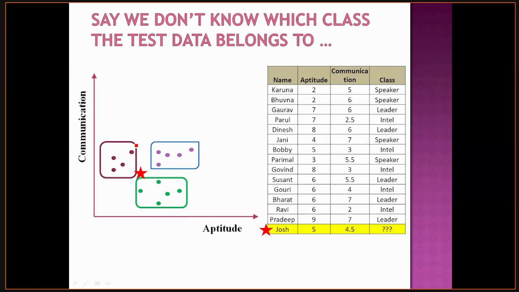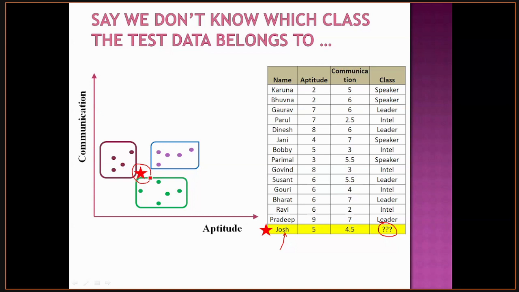Now we have the test record, which is the record of Josh, and this record lies somewhere here. This asterisk represents Josh. Say, for example, we do not know the label of Josh. We have to figure it out. It is labeled data, so we actually have the label, but say for the time being we do not know it, and let the KNN algorithm figure out what the label should be.